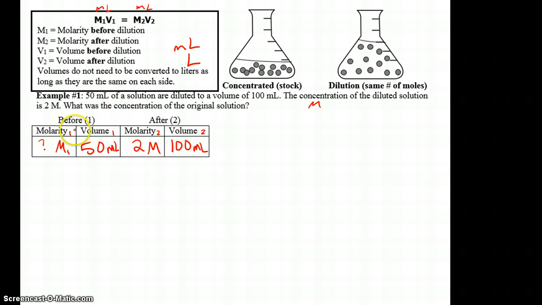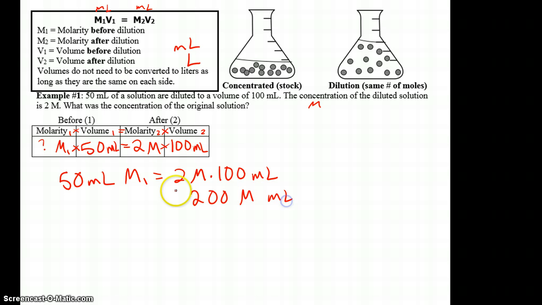And according to the formula, if I multiply the molarities and the volumes, they're equal to the other molarity multiplied by the other volume. So I can multiply these 2 quantities and they would be equal to each other. What that would look like is 50 milliliters times M1 equals 2 molar times 100 milliliters. I can't do anything with the units, none of them cancel or drop out, so this becomes 200 M and mL, and this side is 50 milliliters times M1.